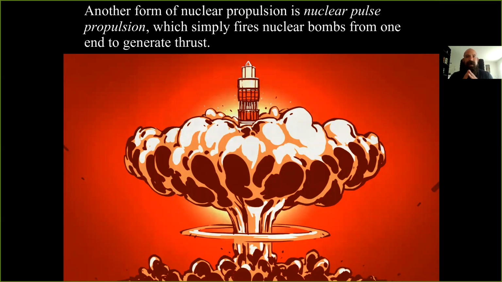Another form of nuclear propulsion is nuclear pulse propulsion. And this is a brutally simple means of propulsion because all you do is you chuck a nuclear bomb out one end of your spacecraft and it blows up, hits a push plate on your spacecraft and accelerates it a little bit. And you carry several hundred bombs with you and you're able to get up to a pretty high velocity.